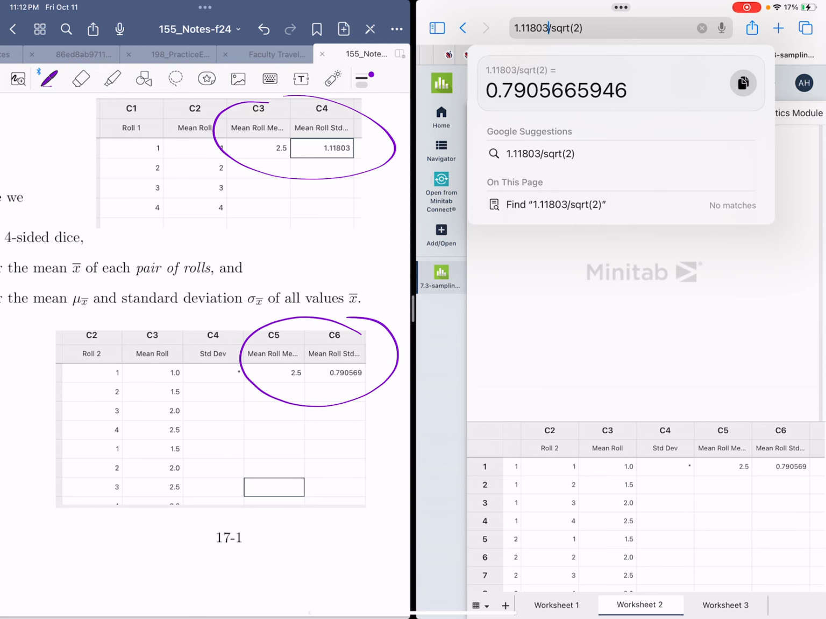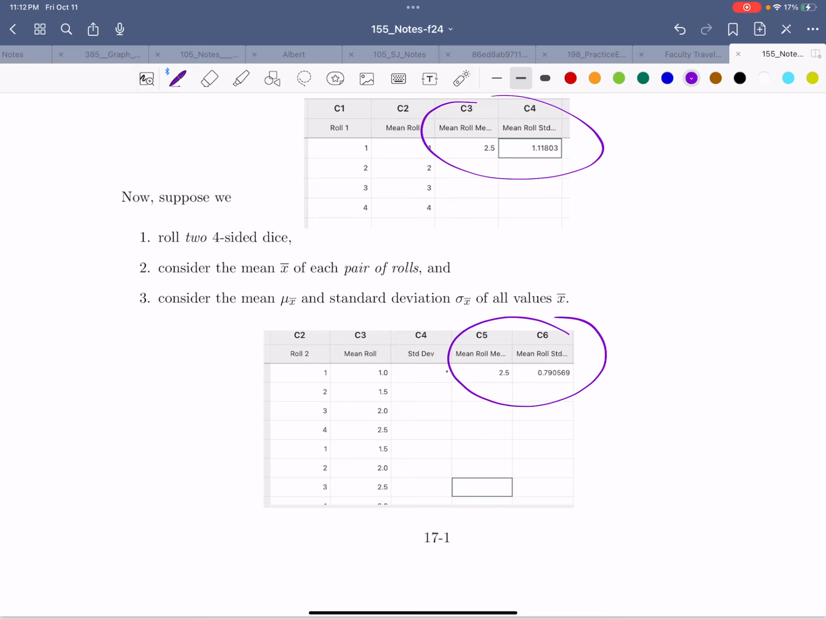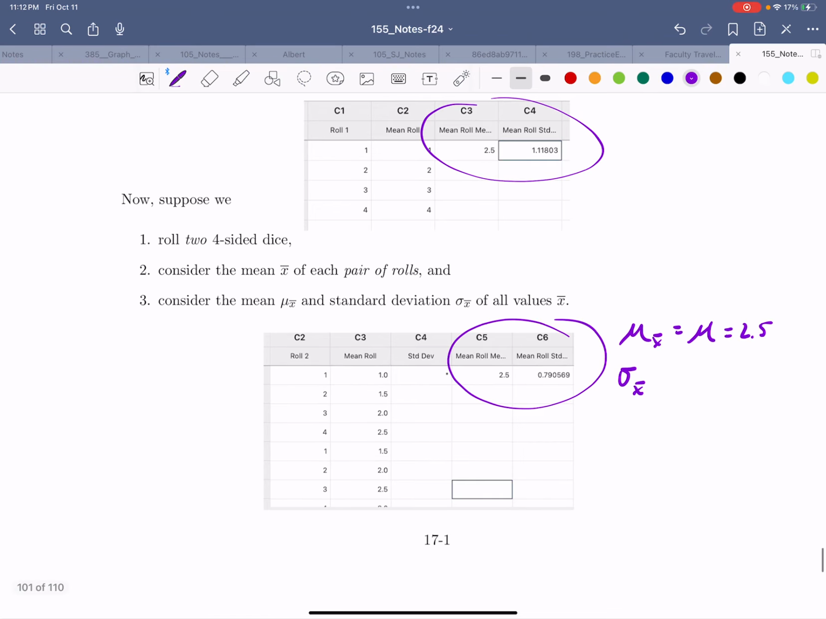That's an interesting relationship, okay? Maybe that's worth jotting down. So we'll say that the mean of our sampling mean equaled the mean, which was 2.5. The standard deviation of the sampling mean was equal to sigma divided by the square root of 2, which is 1.12 divided by root 2. Roughly 1.12, okay.